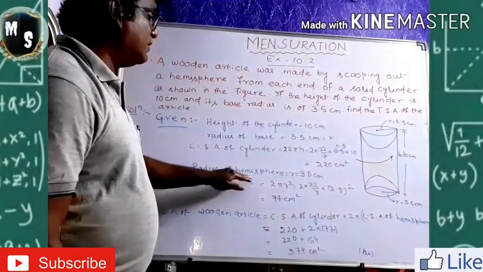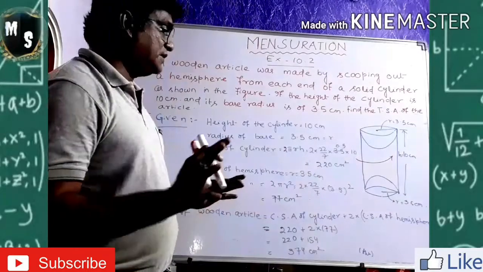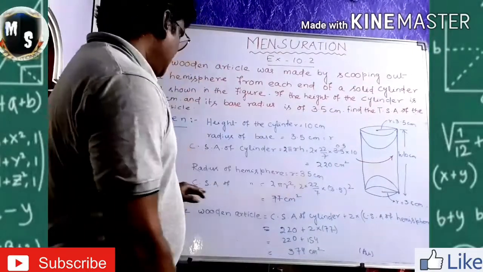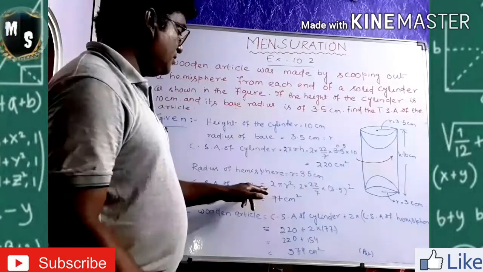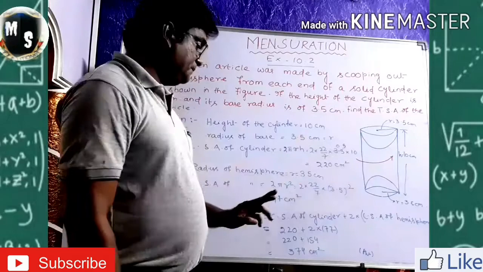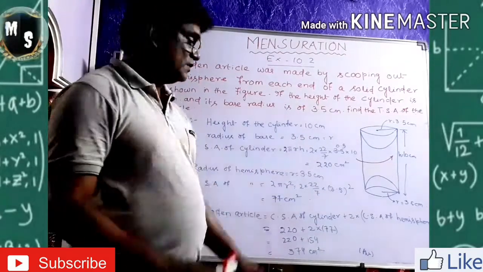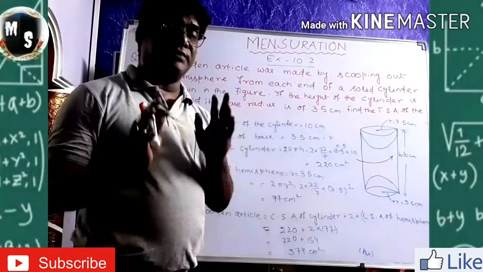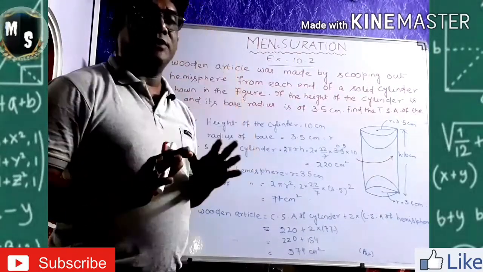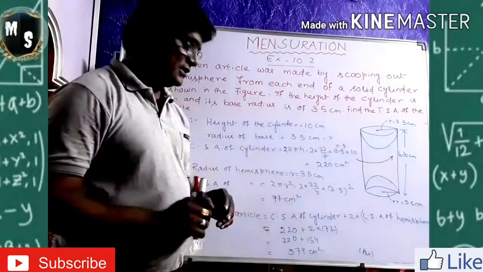Now go for the radius of the hemisphere. What is the hemisphere radius here? 3.5, which is equal to the radius of the cylinder also. 3.5 centimeter. Then CSA of the hemisphere, the formula is 2 pi r square. 2 into 22 by 7 into 3.5 square. After calculation, it is coming 77 square centimeter. You do this calculation. These calculations are very, very important. You have to do it very concentratedly and very sincerely, otherwise it will give you wrong results.